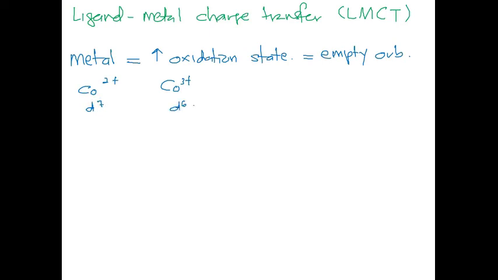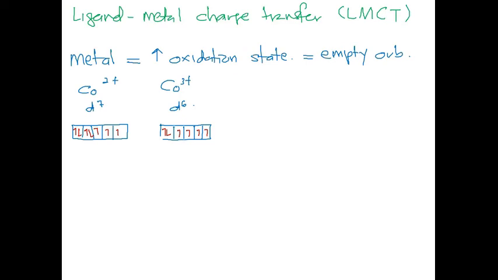Okay, so initially the cobalt 2 plus will have 1, 2, 3, 1, 2, 3, 4, 5. Okay, and then this one will have 2, 3, 4, 5. Okay, so for the cobalt 2 plus, this is the electron 1, 2, 3, 4, 5, 6, 7. For the cobalt 3 plus, 1, 2, 3, 4, 5, 6. Okay, so dia ada empty orbitals lah.